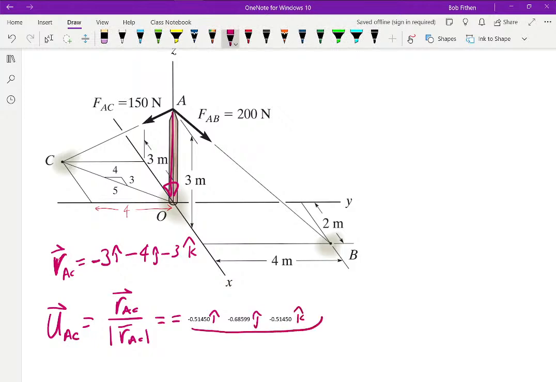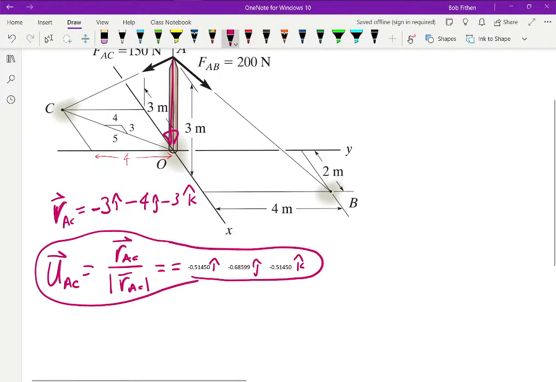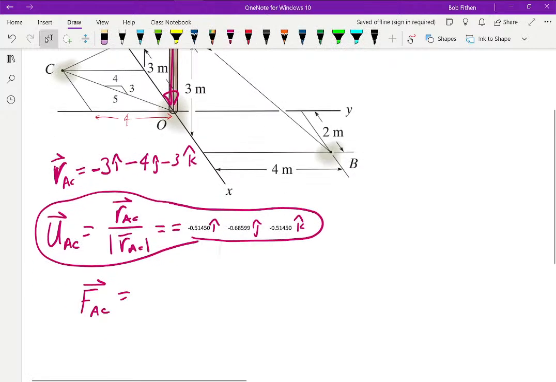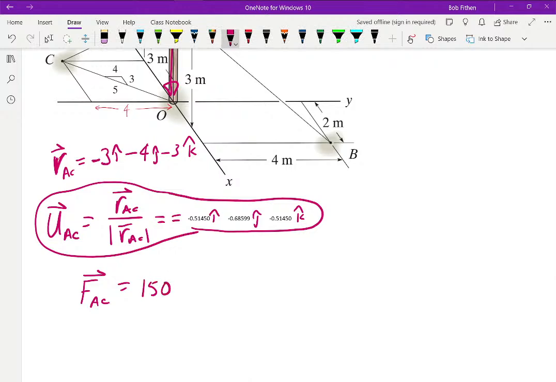Okay, so there's your vector. It's a unit vector which points in the direction from A to C. Now he doesn't designate either one of these as being cables or ropes, but he does tell you the direction that it's passing through. So now if I want to know the force F_AC, it's equal to 150 times U_AC.